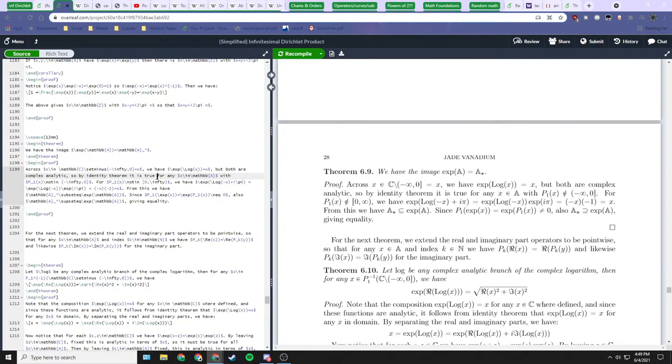And then we can say, well, instead of doing this domain, we'll just mirror it, flip it around, and do log of negative x, and we'll also add I pi. So we separate them out from the product rule, and the negatives cancel out, and we just get x. So from this we have A star subset of exp of A, the image. But since p1 of exp x is exp of p1 of x, which is non-zero, A star is also a superset of the image, giving equality of sets. And that is that proof.